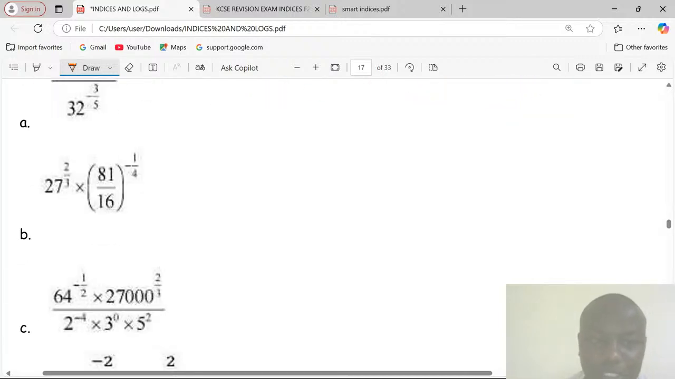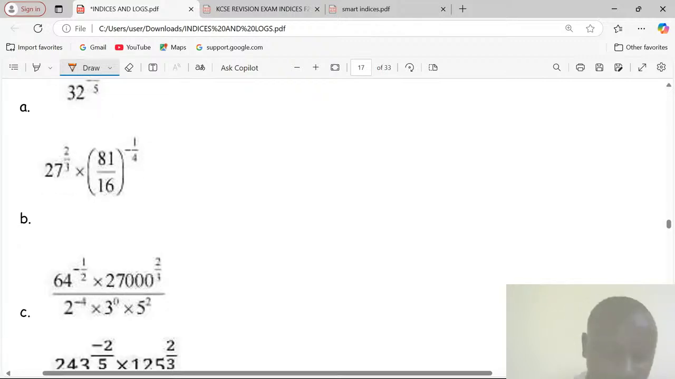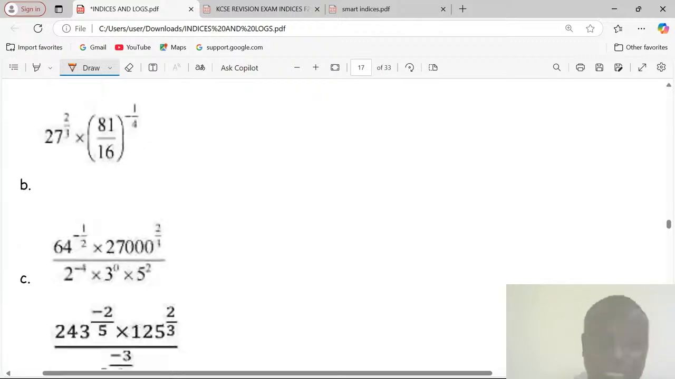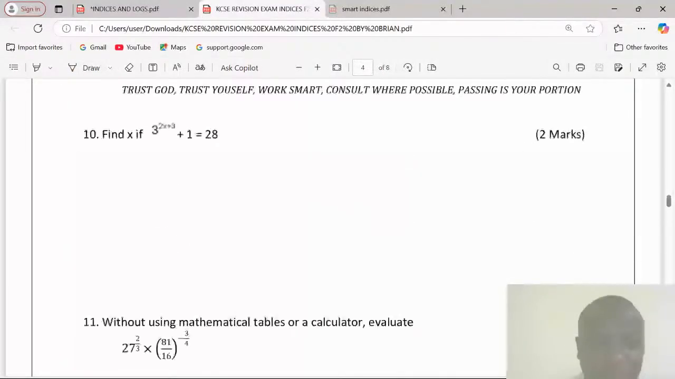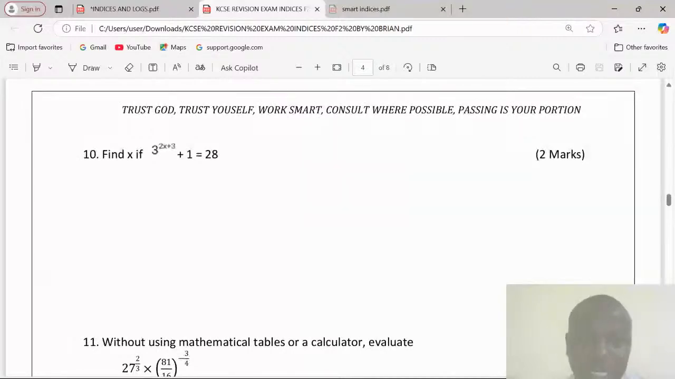There are some questions here, and there can be questions which are involving indices. Let's look at the question at this point. We are told to first find the value of x according to the examination here.